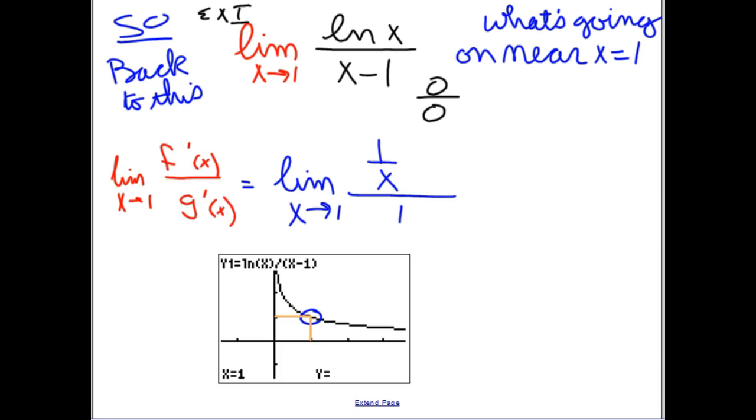So let me do derivatives of each of them. The derivative of the natural log of x is 1 over x. And then the derivative of x minus 1 is 1. Now take the limit. Plug in 1 into this expression. You get 1 over 1. And the denominator, well, there's no place to plug it in. You just get 1. And sure enough, 1. Huh. Look at that.